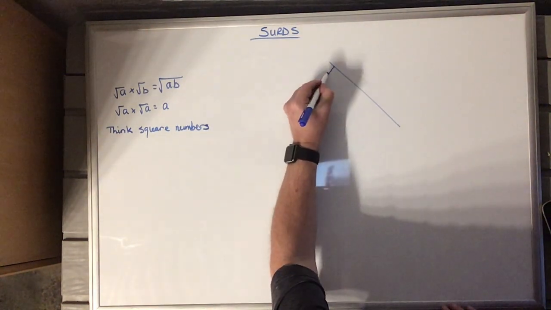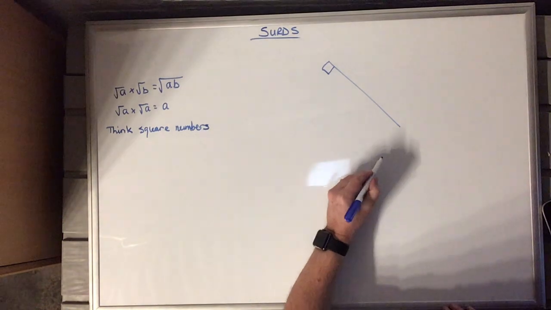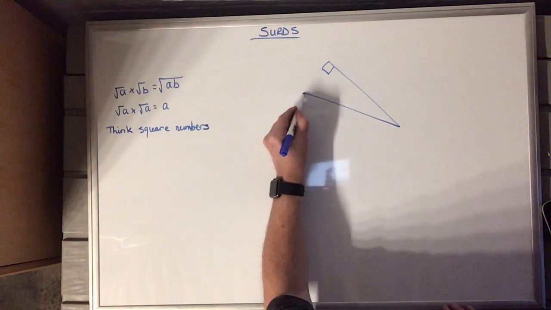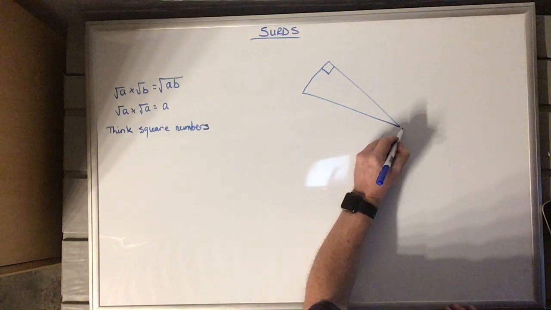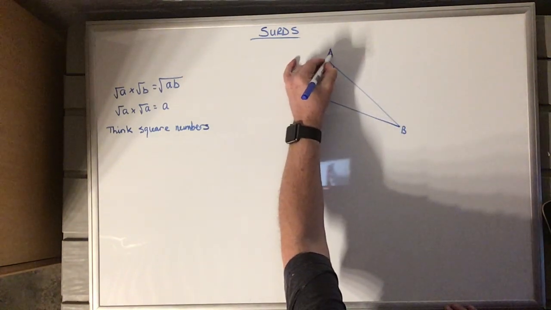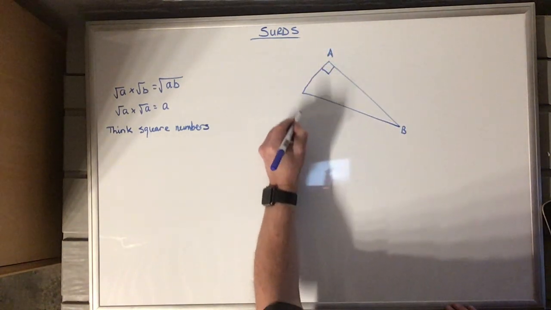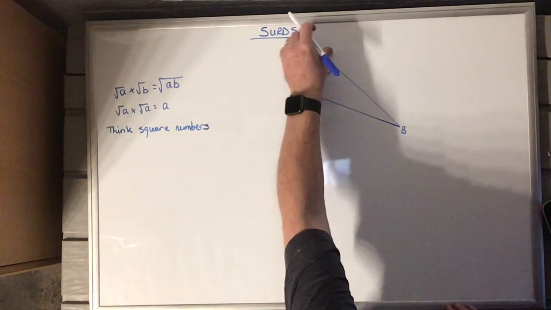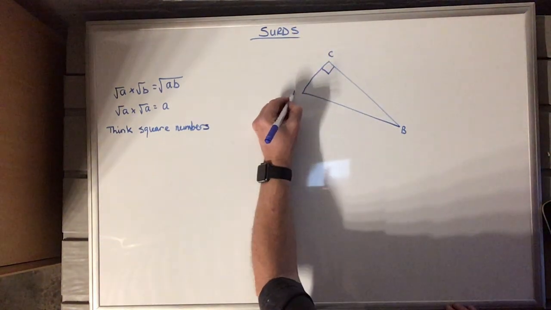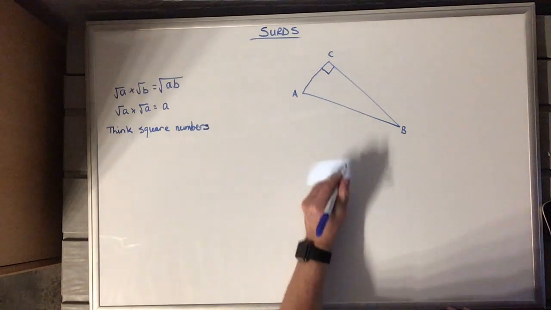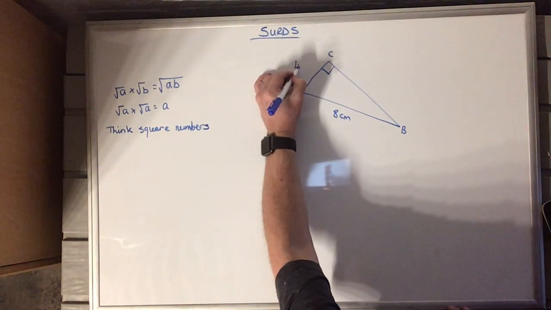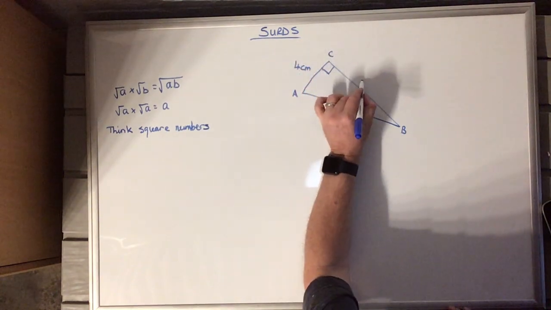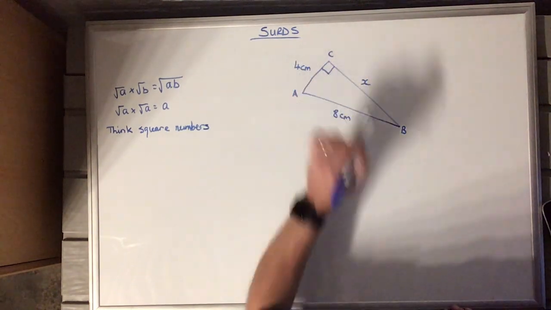So let's mix up the triangle a wee bit. So it's on its side. Maybe makes it a wee bit awkward for some people because it's not upright. Well, I'll make that C, I think. I'll make that A. And we'll say that's 8 centimetres. And we'll say that's 4 centimetres. And we'll call that X. So I have to find the length of BC.